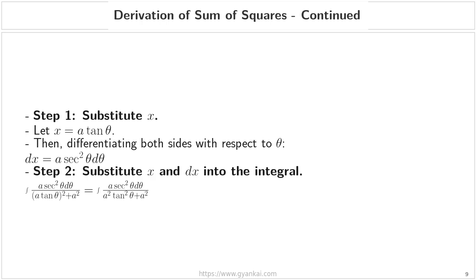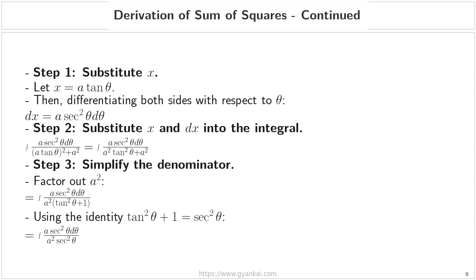Now, let's move on to step 2. We're going to substitute both x and dx into our original integral. Our original integral was integral of 1 over x squared plus a squared dx. Replacing x with a tan theta and dx with a secant squared theta d theta, we get the integral of a secant squared theta d theta all over the quantity a tan theta squared plus a squared.